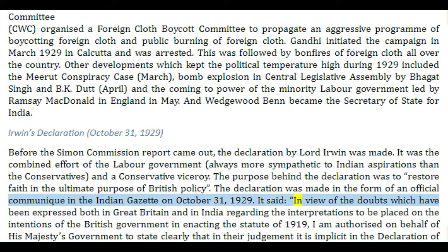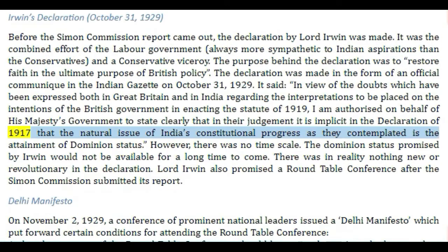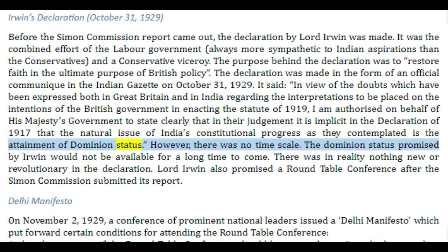It said, in view of the doubts which have been expressed both in Great Britain and in India regarding the interpretations to be placed on the intentions of the British government in enacting the Statute of 1919, I am authorized on behalf of His Majesty's Government to state clearly that in their judgment it is implicit in the Declaration of 1917 that the natural issue of India's constitutional progress as they contemplated is the attainment of dominion status. However, there was no time scale.